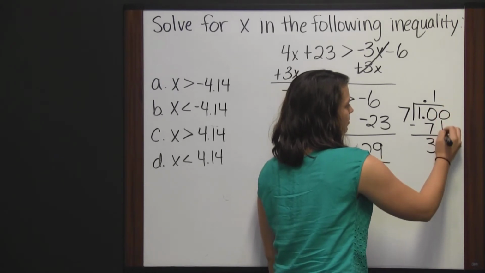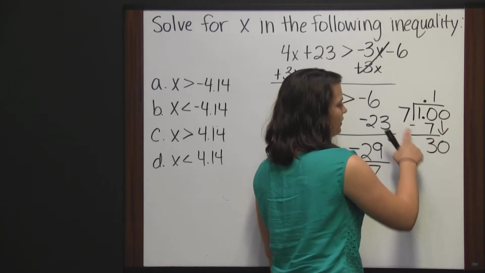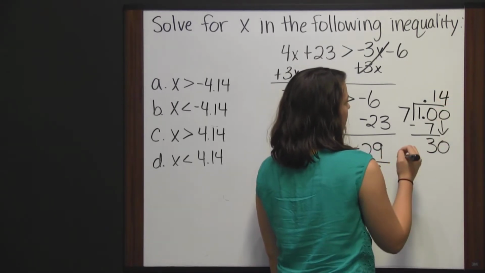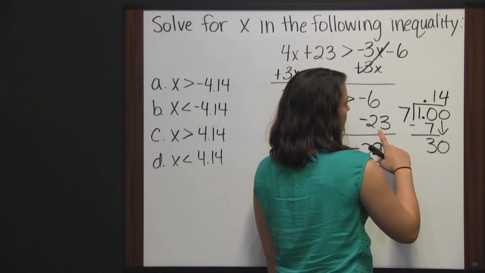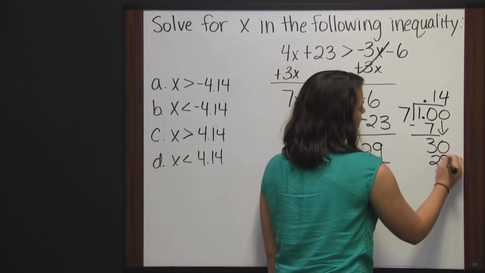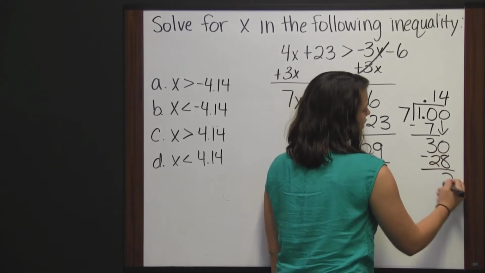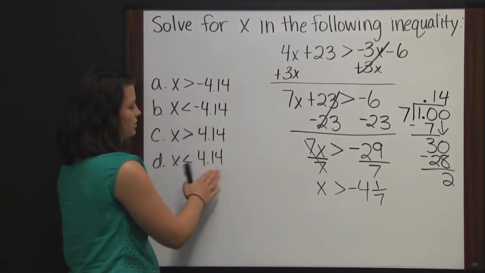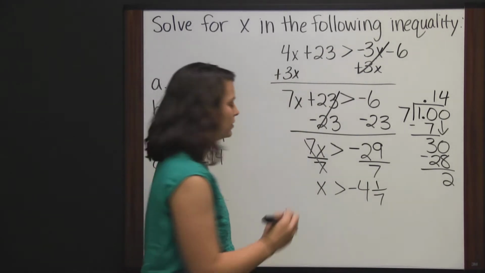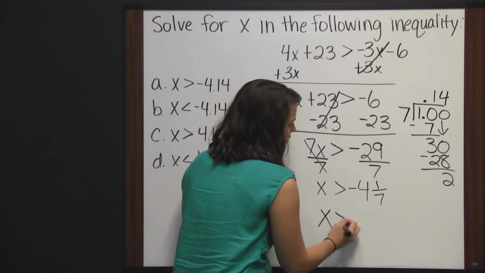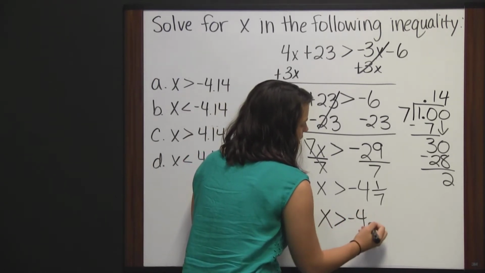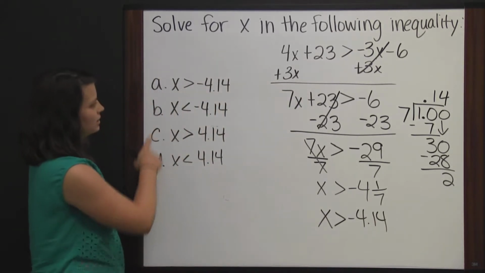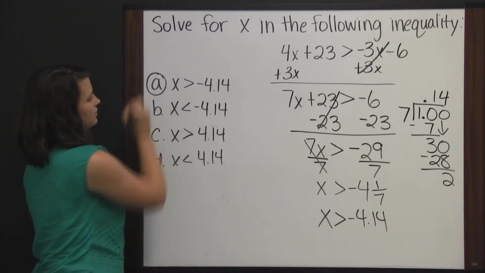Add another 0, bring it down, and 7 goes into 30 4 times. 7 times 4 is 28. We subtract and we get 2. And we can stop there because all of our answers stop at the hundredths place as well. So we could write this as x is greater than negative 4 and 14 hundredths, which is answer choice A.